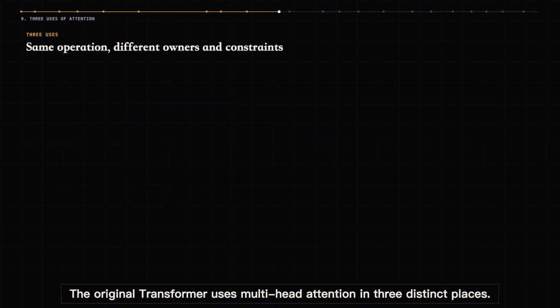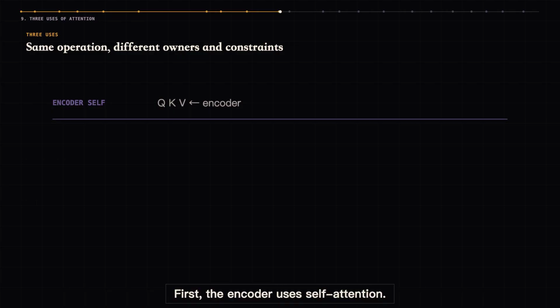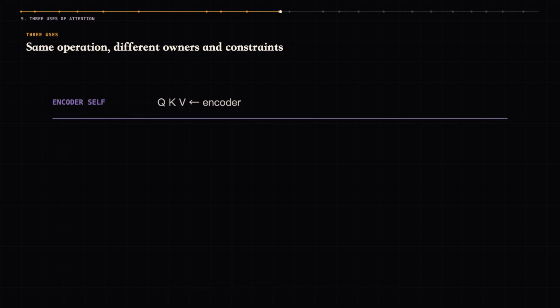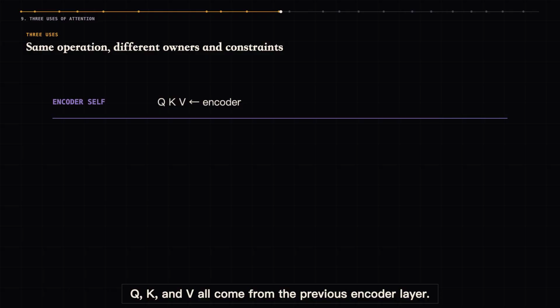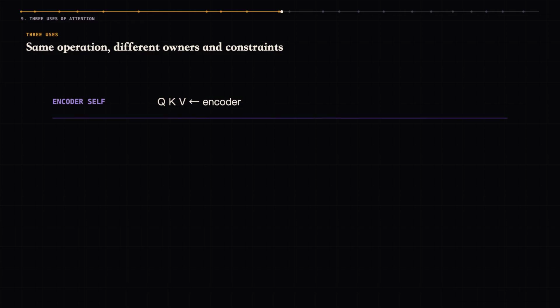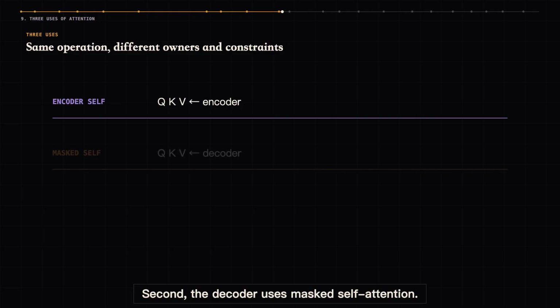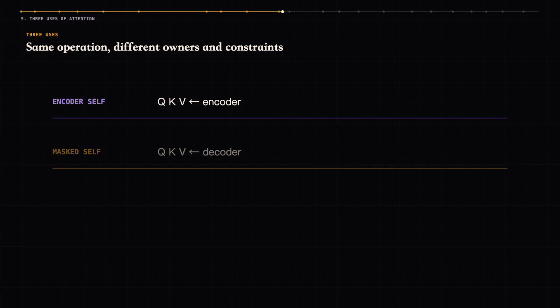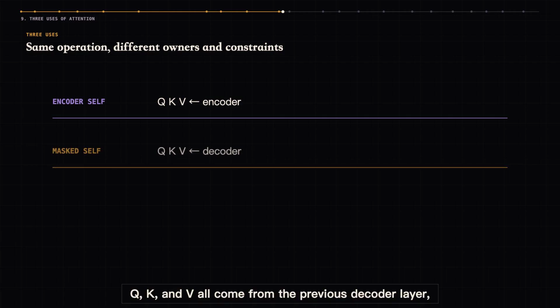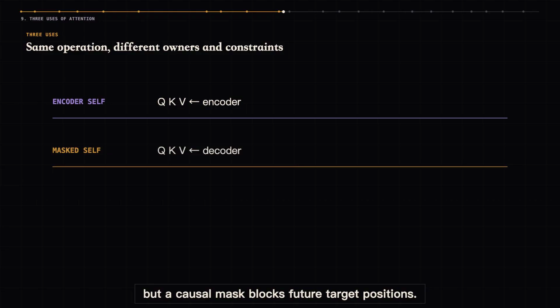The original transformer uses multi-head attention in 3 distinct places. First, the encoder uses self-attention. Q, K, and V all come from the previous encoder layer. Every source position can attend to every source position. Second, the decoder uses masked self-attention. Q, K, and V all come from the previous decoder layer, but a causal mask blocks future target positions.